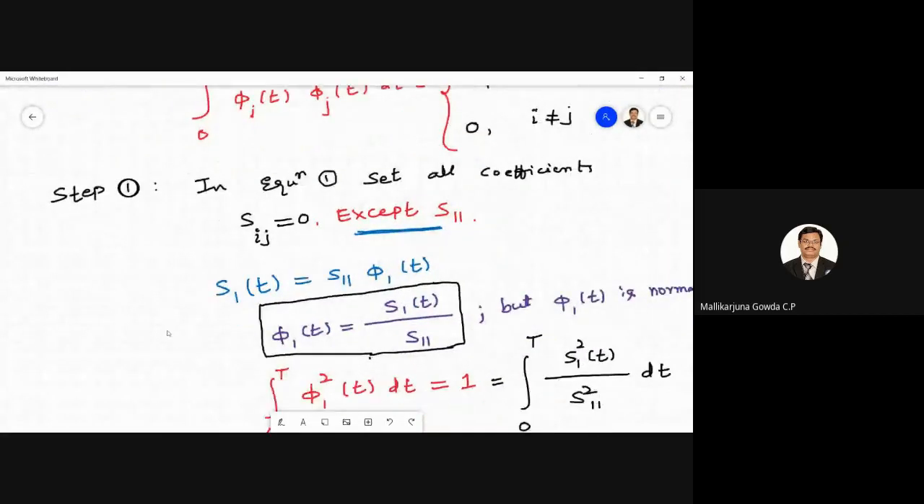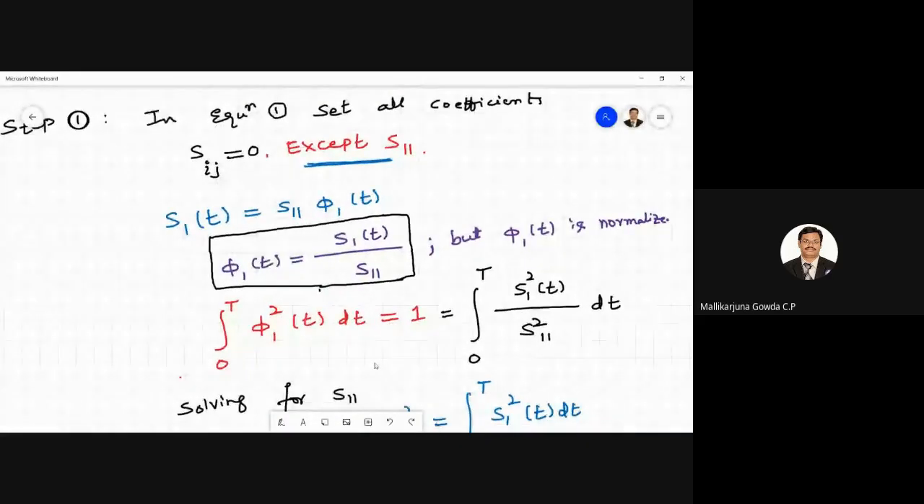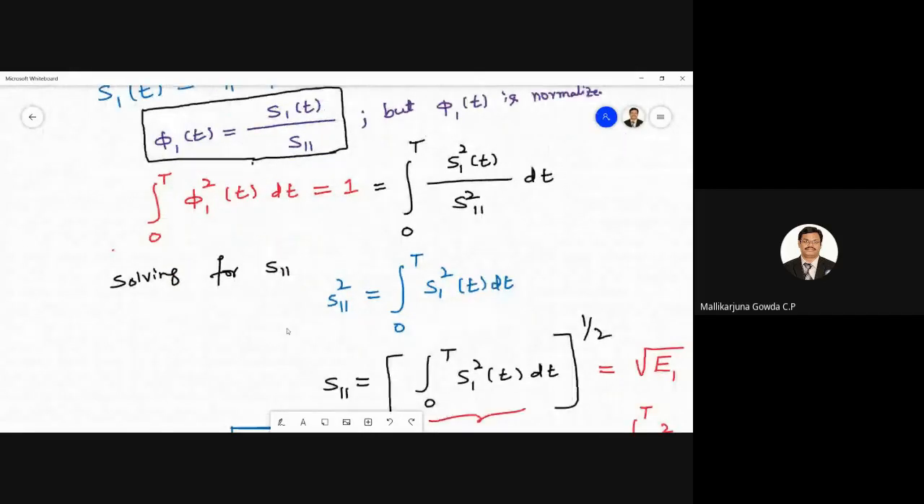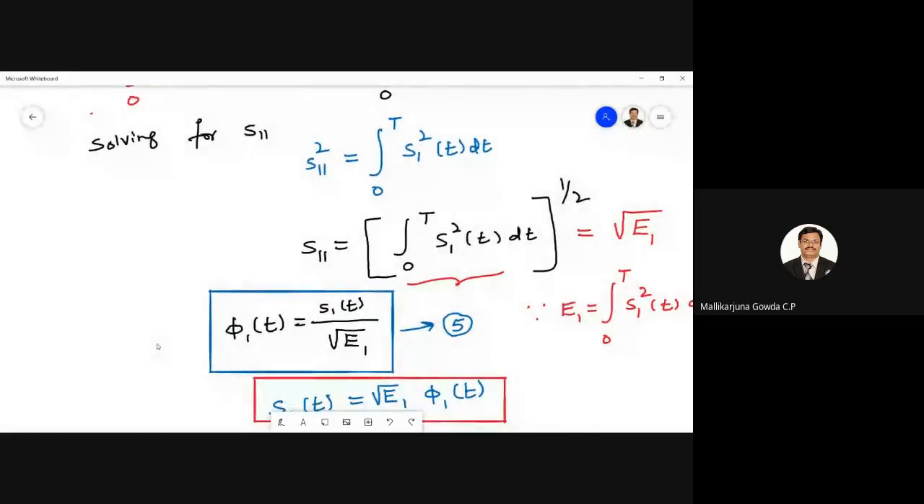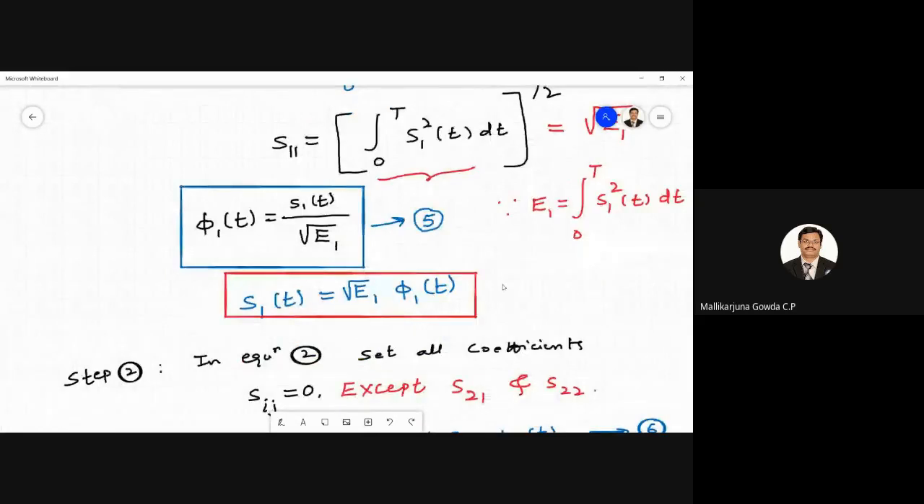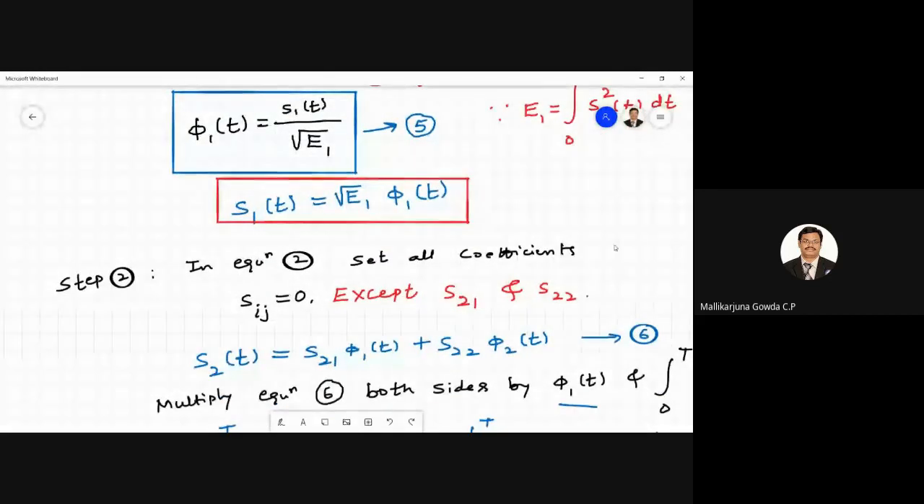Here, see, phi 1 of t. I said it is s1 of t by s11, and finally I wrote what s11 is: root e1. I can say phi 1 of t is equal to s1 of t divided by the square root of the energy of the signal s1 of t, that is root e1. This is how I express the m energy signals in terms of the basis functions.